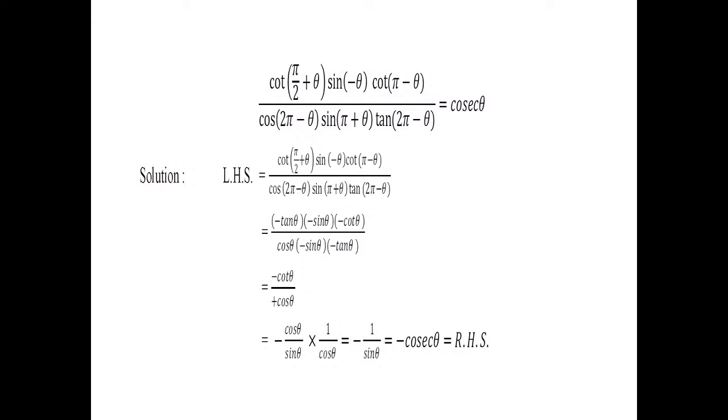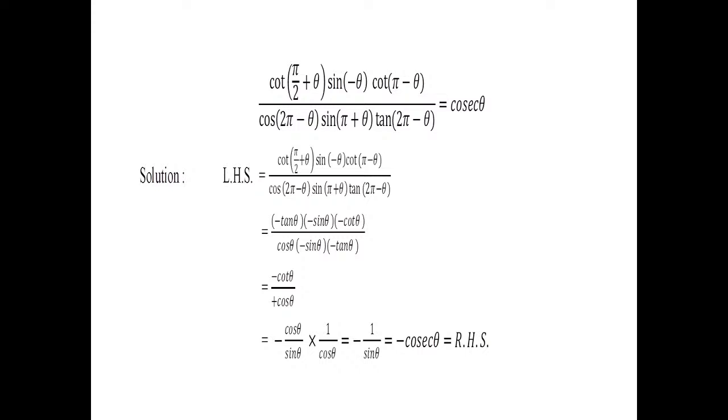Okay? So cot pi by 2 plus theta is in the second quadrant, and in the second quadrant cot is negative, we get minus tan theta. Sin of minus theta is minus sin theta. Cot of pi minus theta is again in the second quadrant, where tan and cot are negative, only sin is positive, therefore minus cot theta. Cos of 2 pi minus theta is in the fourth quadrant, where cos is positive, therefore we get cos theta.